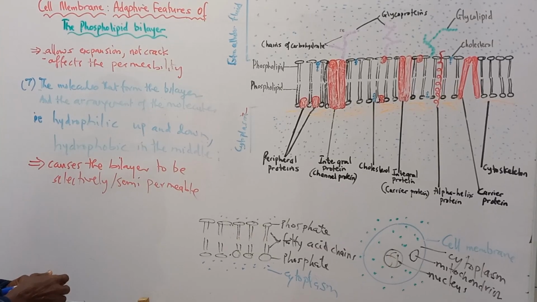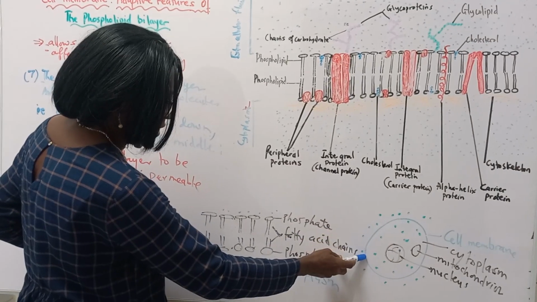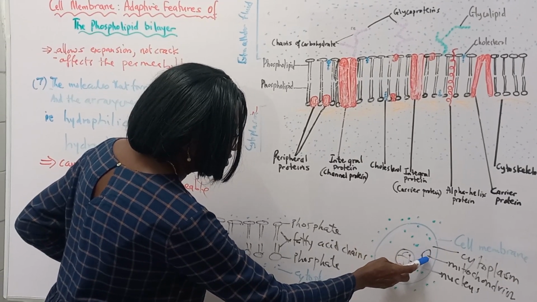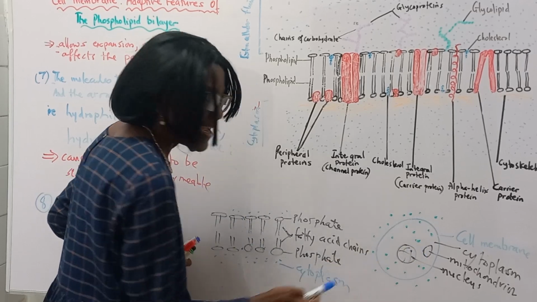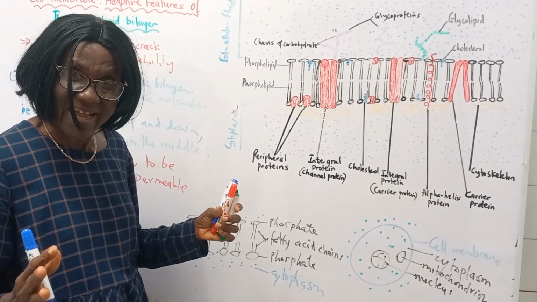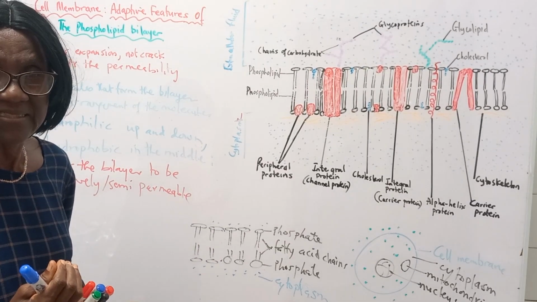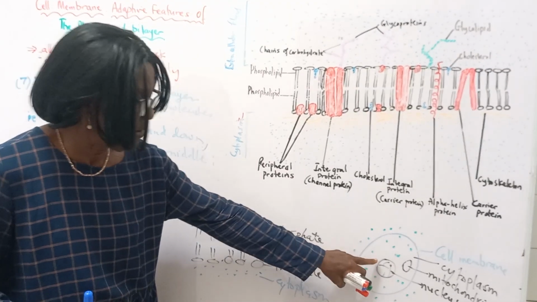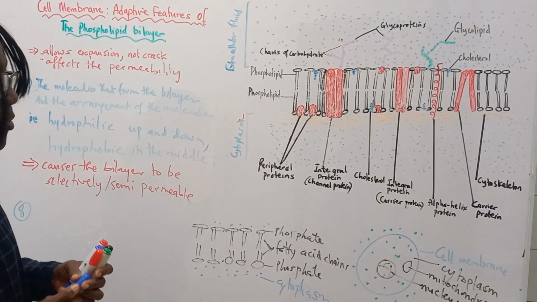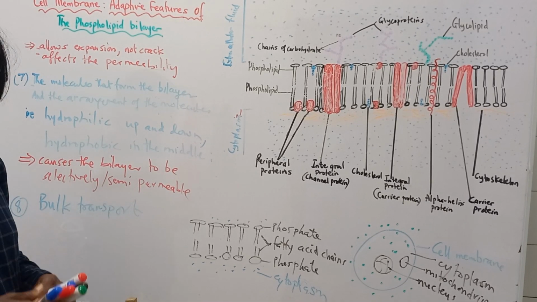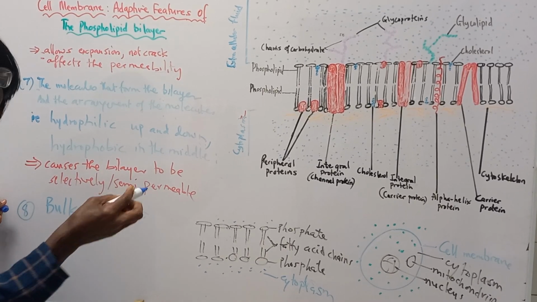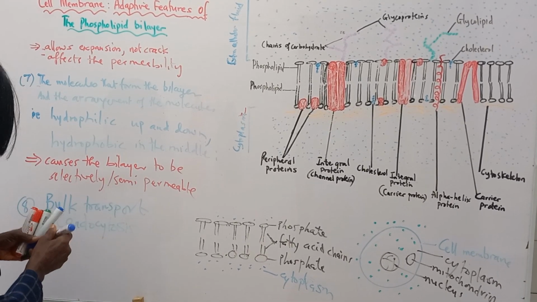We'll come to that. Then lastly, the cell membrane, whether it's a cell surface membrane or a membrane around an organelle, is not fixed. The membrane can increase in size or decrease in size. One of the processes we can use to show this is called bulk transport. Two processes form bulk transport: endocytosis and exocytosis.